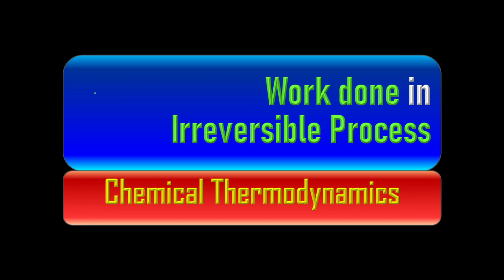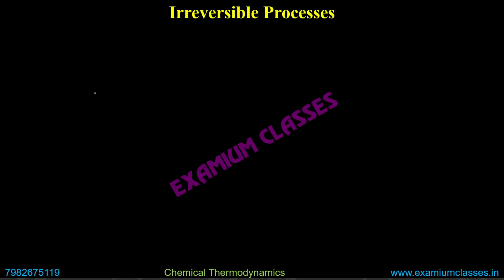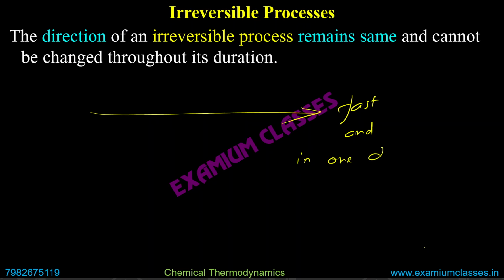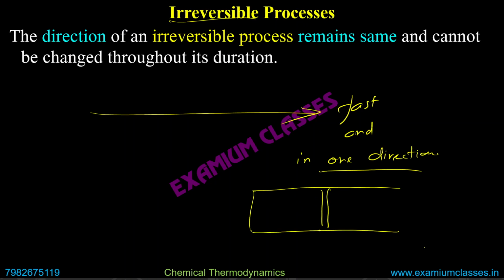Now, work done in an irreversible process. What is an irreversible process? The process which continues in one direction and it is fast. Fast and in one direction only, meaning the reverse direction is not possible. So that's why it is called irreversible. It will be fast. Suppose you have a piston, and there is gas inside and you compress it. When you compress it, the piston will move here.